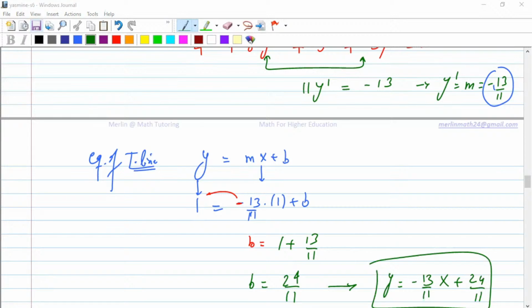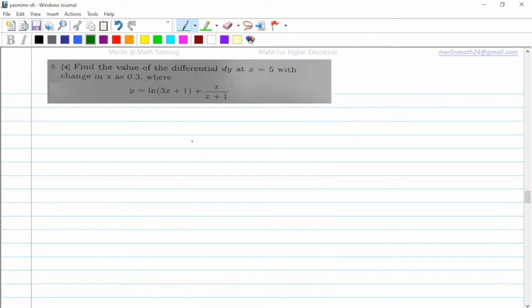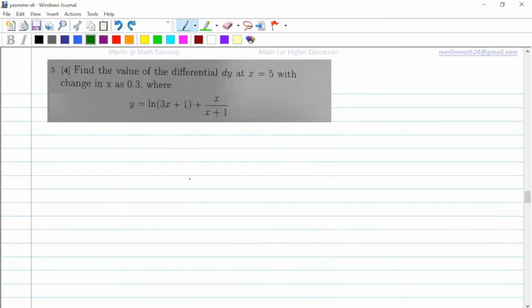Number 5. So what do you do? Differential dy. So they ask you for dy. X is given, and change in x is given. So how do you proceed? You say right away, how much is dy? Now you have y equal, it means dy equal, but when you derive dy, then your answer should be times dx. Don't forget. Okay, this is the plan. Any question?